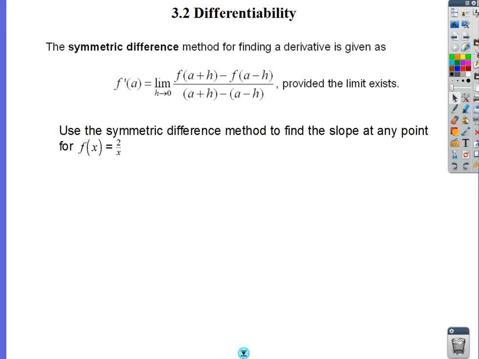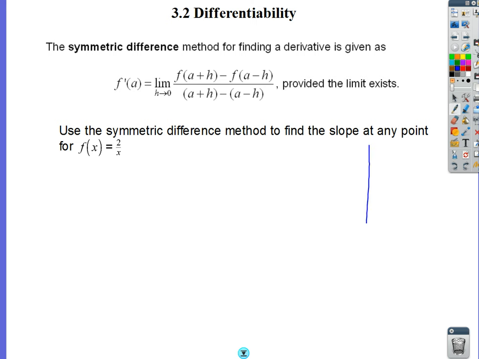So how can I find this out? I need to use the symmetric difference method to find the slope at any point for that function. Before I do that, I want to analyze what this junk is. To me it looks like a difference quotient again, but using different points. So let's take a look.